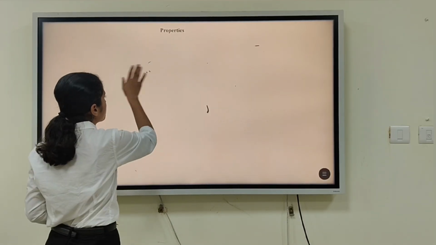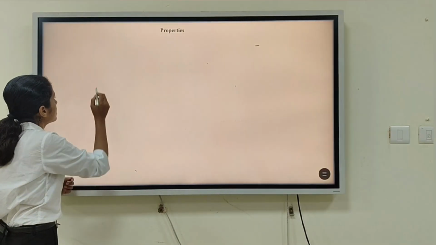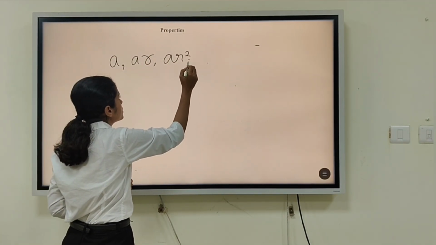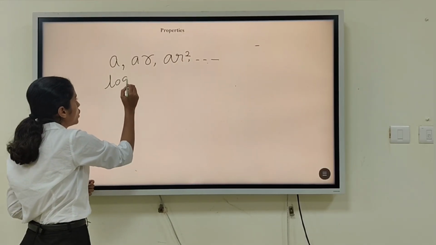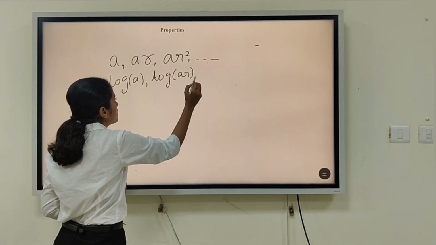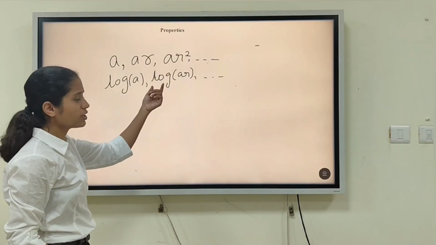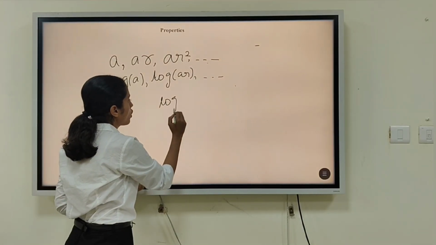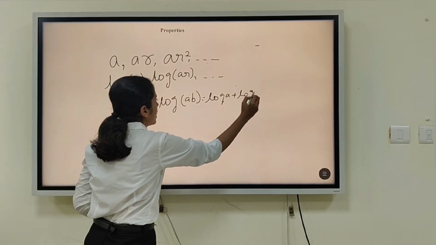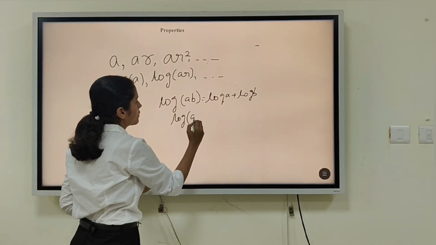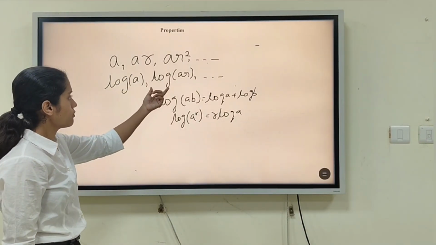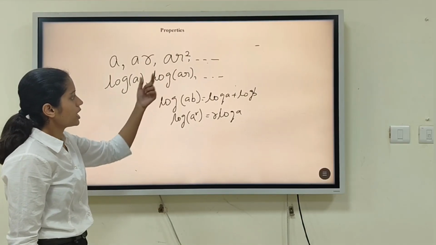Now this is one of the most important properties of geometric progression. If you have a sequence which is in GP and you are taking the log of this, it will be in AP. We can prove it by the property of log, because we know that log of AB is equal to log A plus log B, and log of A to the power R is equal to R log A. By applying this over here, we can see that these terms are in AP.